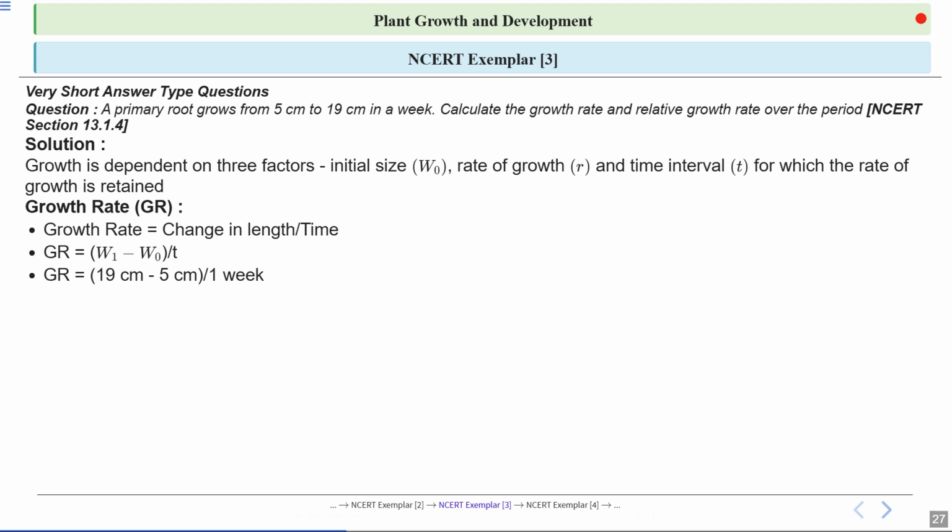So GR: a primary root grows from 5 centimeter to 19 centimeter. So 19 centimeter is W1 and W0 is 5. And what is the time period? 1 week. So 19 centimeter minus 5 centimeter divided by 1 week. So what will you get? 19 minus 5 is 14, right? 14 centimeter per week. This is the growth rate.